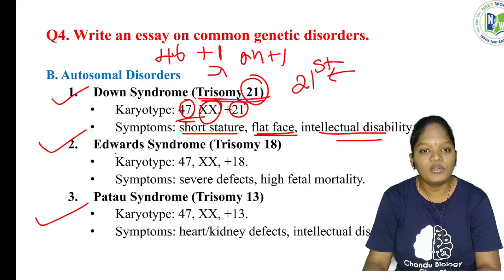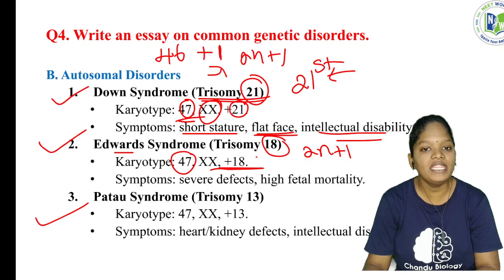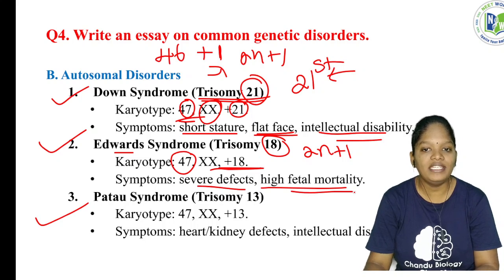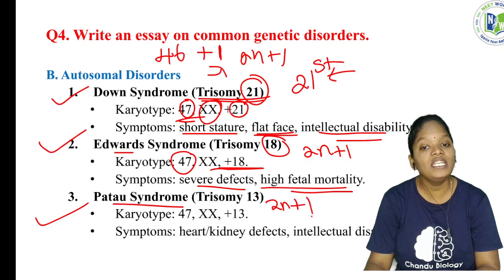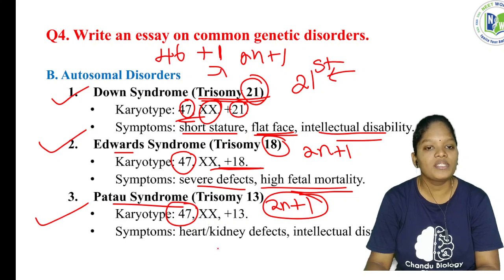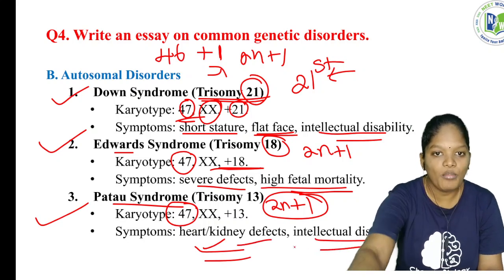Now, Edwards syndrome. It is trisomy 18. Here, in the 18th chromosome, there is one extra chromosome, so 47 chromosomes in total. And what will be the defect? There will be high fetal mortality. And Patau syndrome is again 2n plus 1. In the 13th chromosome, an extra chromosome is present, so 47 chromosomes in this individual, and it results in heart or kidney defects, intellectual disability, and early death is also possible.